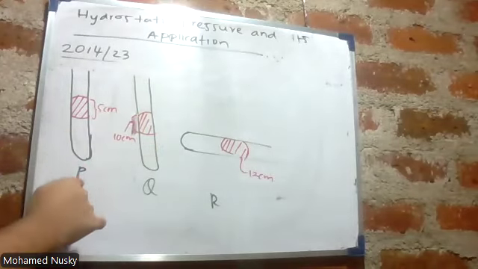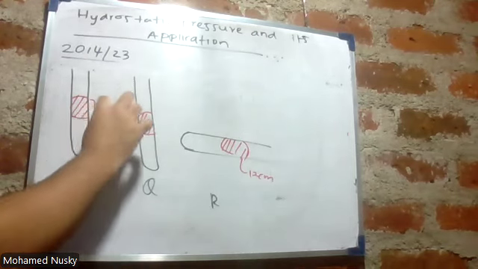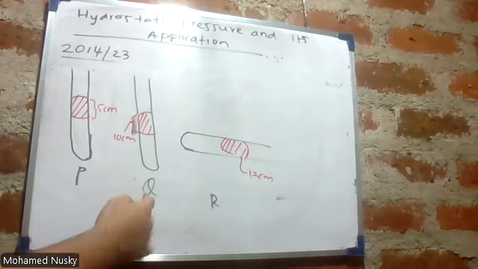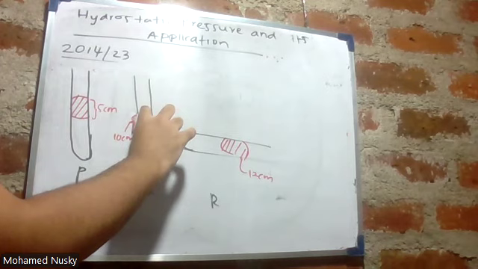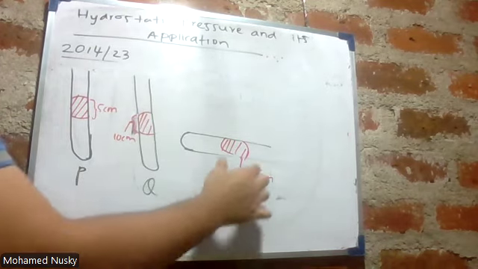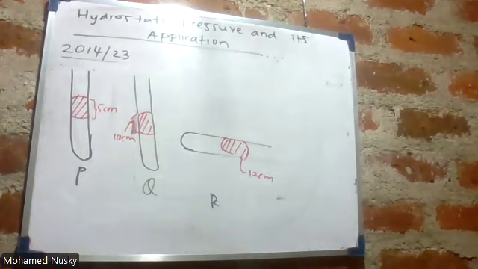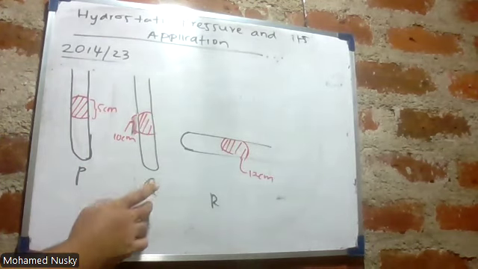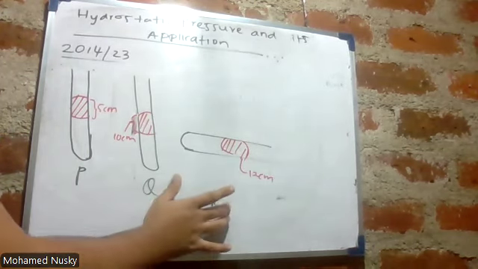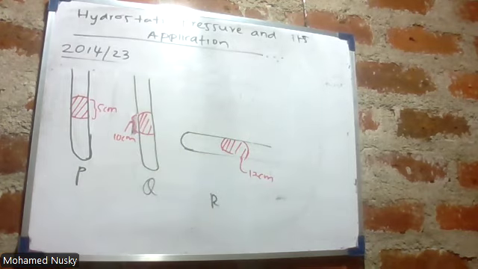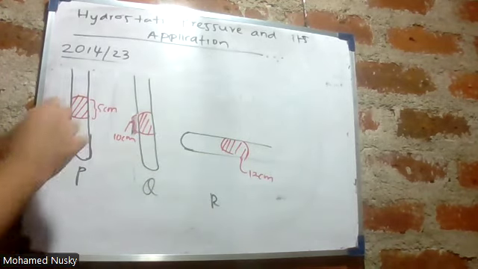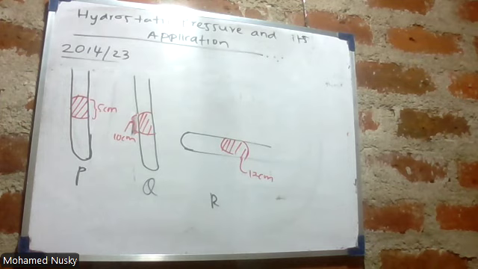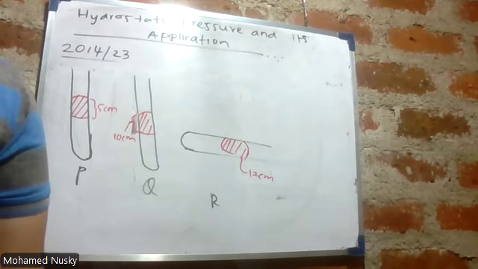Inside the tube P, there is a mercury column of 5 centimeter. Inside Q, there is a mercury column of 10 centimeter. Inside R, there is a mercury column of 12 centimeter. Now this P and Q are vertically present. This R is horizontal. It's existing horizontally. Okay. So what is the question they are asking?